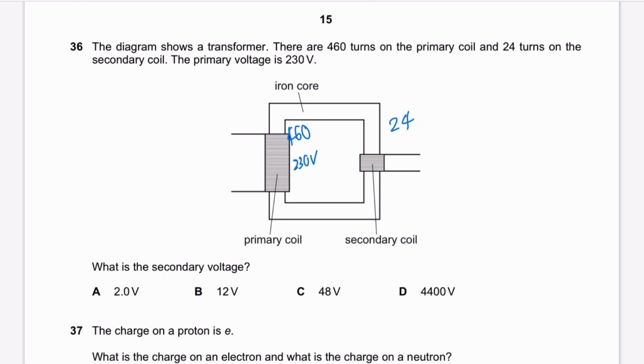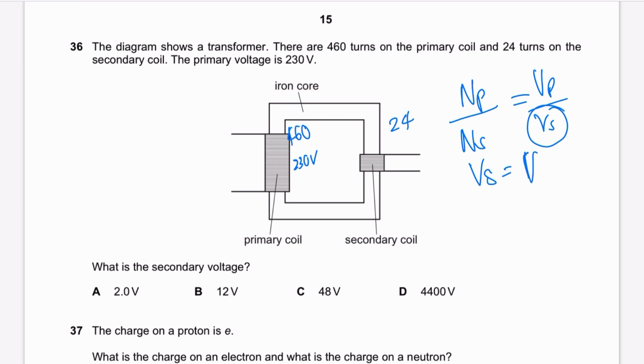Now, आपको पता है कि voltage is connected to the number of turns. So it is number of turns primary upon number of turns secondary is equals to voltage primary upon voltage secondary. Now this is what we have to find. So voltage secondary is equals to voltage primary multiplied by number secondary upon number primary. So voltage of primary is 240 multiplied by number of secondary 24 upon number of primary 460.